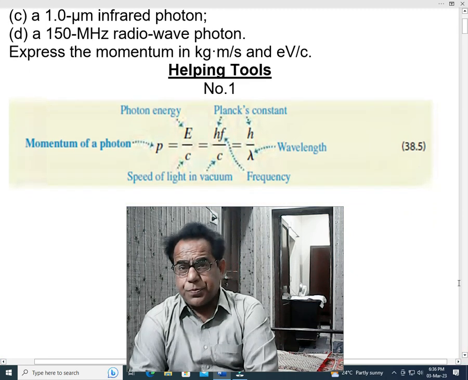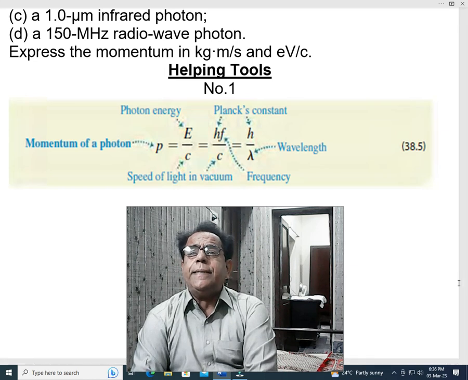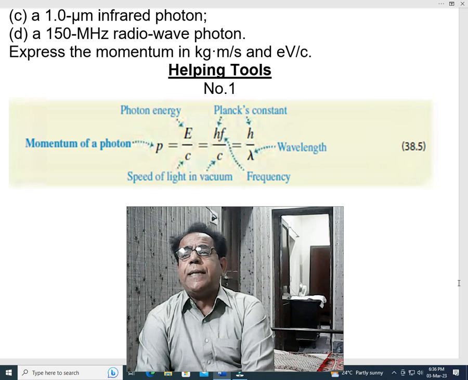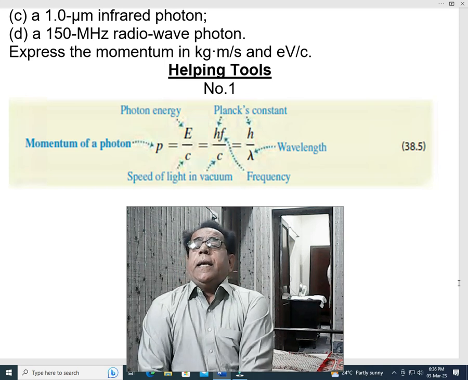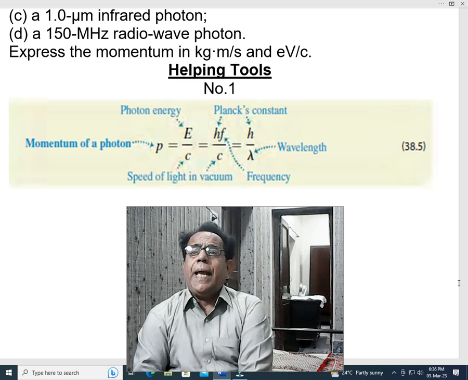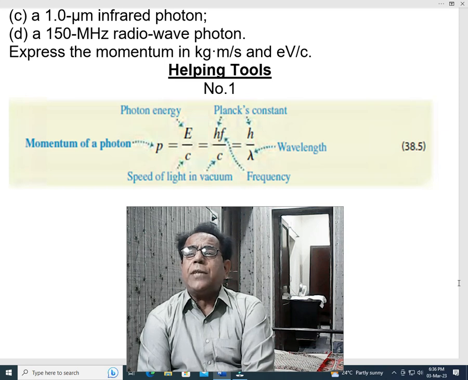is in which a momentum of a photon is defined. Momentum of a photon P is equal to E over C, where E is the photon energy and C is the speed of light in vacuum. This is alternatively equal to HF over C, where H is Planck's constant and F is the frequency. And this is alternatively equal to H over lambda, where lambda is the wavelength.